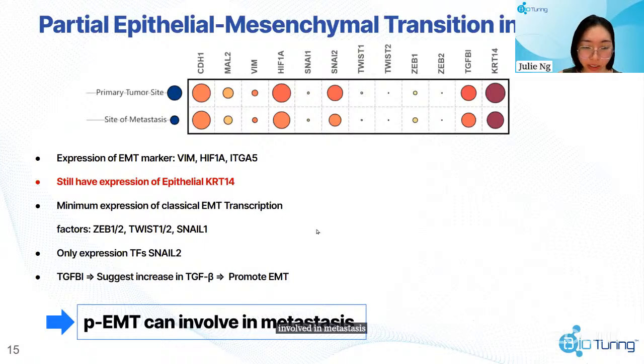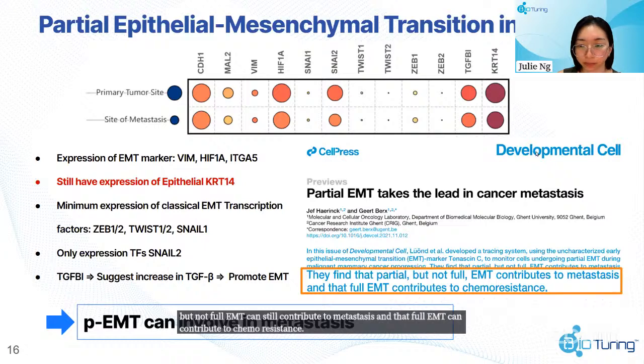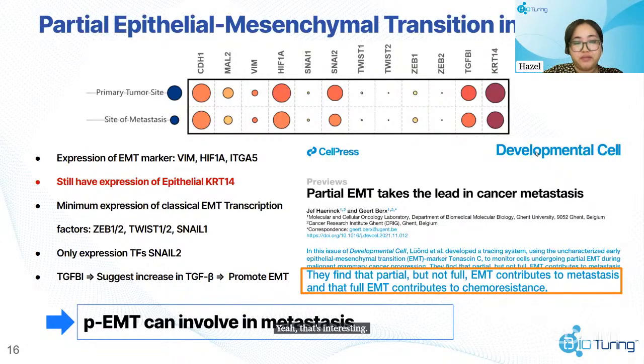And if we do some quick literature search, we find this one particular paper in which the authors found that partial but not full EMT can still contribute to metastasis, and that full EMT can contribute to chemo resistance here. That's interesting. Besides the partial EMT, now we also know that full EMT, besides promoting metastasis, also contributes to chemo resistance. So it's harder to cure the disease as the patient develops full EMT.